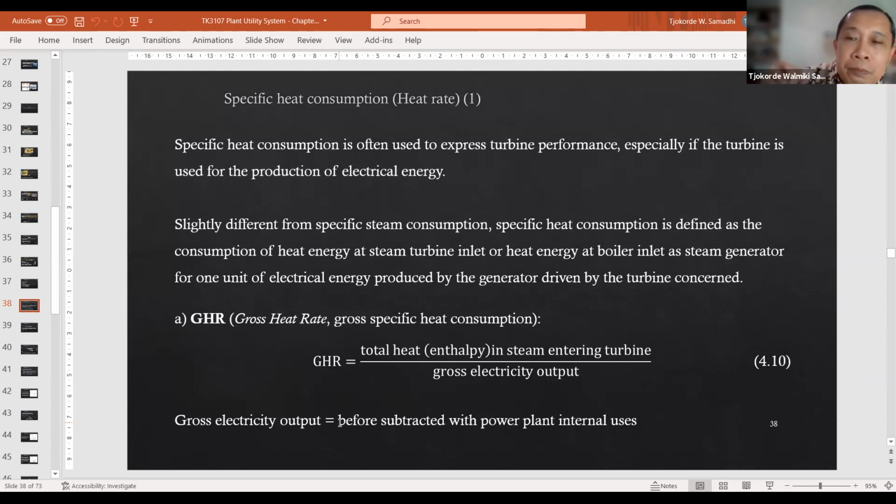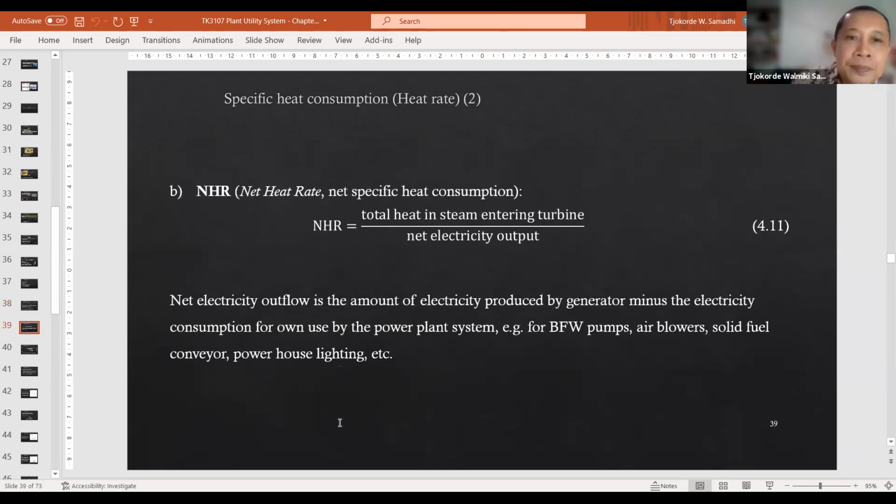Jadi pabrik pembangkit listrik itu sendiri juga memerlukan listrik, ya, untuk penggunaan mereka sendiri. Nah, gross electricity output ini adalah listrik, daya listrik yang dihasilkan yang keluar dari generator. Okay. So this is measured at the generator output point before we consume some of the electricity for the power plant's own use. Okay, that's called gross electricity output, right?